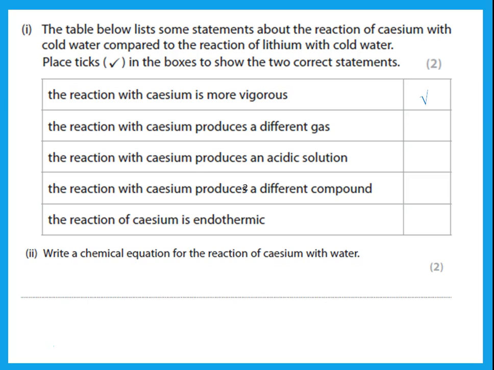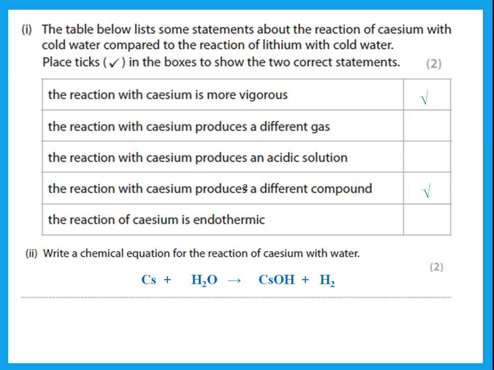The reaction with cesium produces a different compound? Yes, of course, because cesium will give you cesium hydroxide, while lithium will give lithium hydroxide. The reaction of cesium is endothermic. Do you remember what we mean by endothermic? Endothermic means you need to heat it in order to react. It takes in heat. Or is it exothermic? It gives out heat. No, the reaction of cesium with water is not endothermic. It is exothermic.